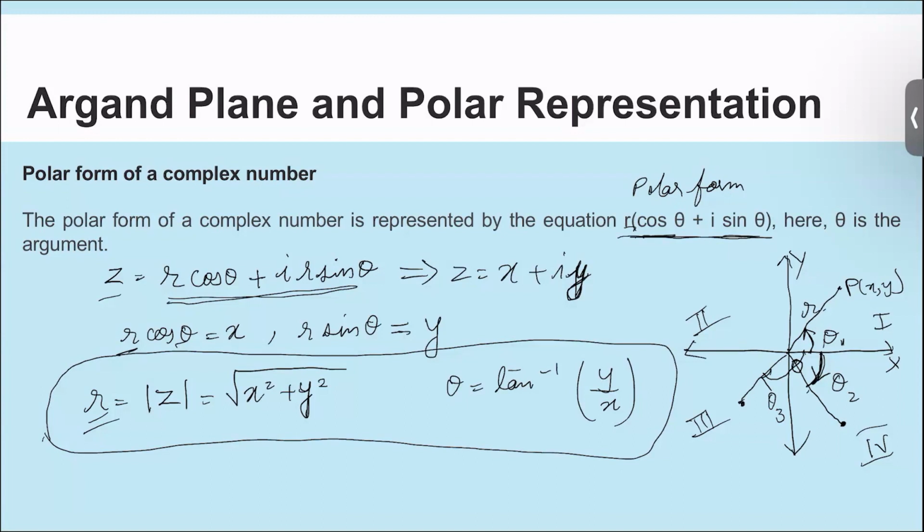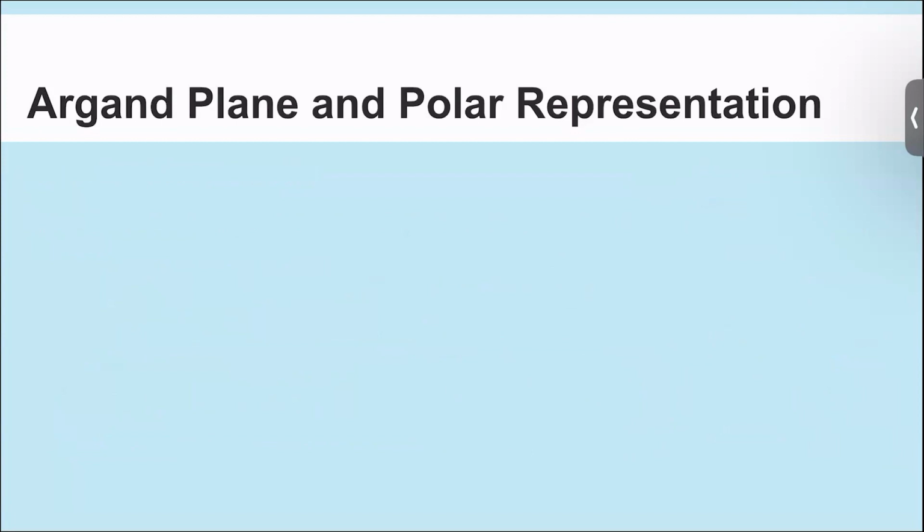So now let's solve a few examples, where we will see how the argument and the magnitude of z can be represented. Let's keep this x, y over here. So this is your x, y: positive, positive, negative, and negative. Let's take a few examples.